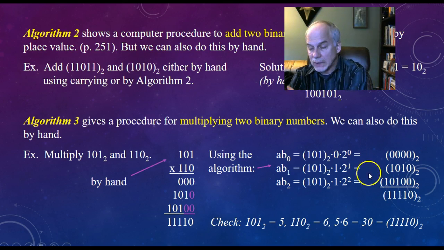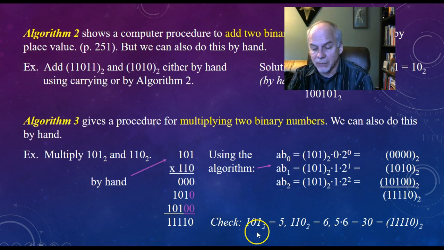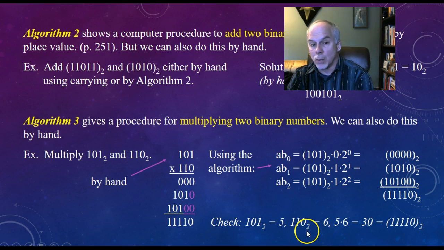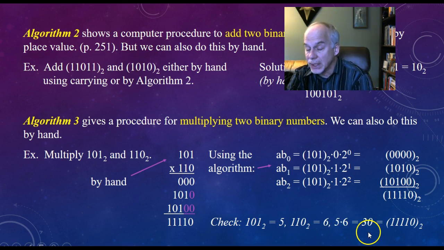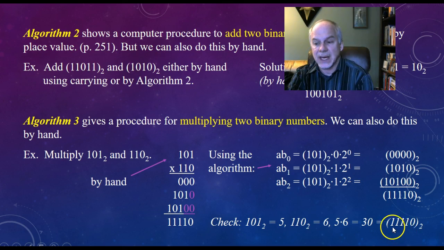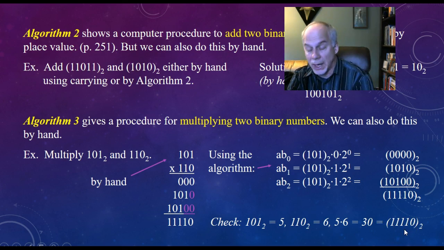together. And then the check of this is to convert them into base 10 numbers. Now 101 is 5 in base 10, 110 is 6 in base 10, so 5 times 6 is 30, and 30 in base 10 is the answer we wanted, 11110. Okay?